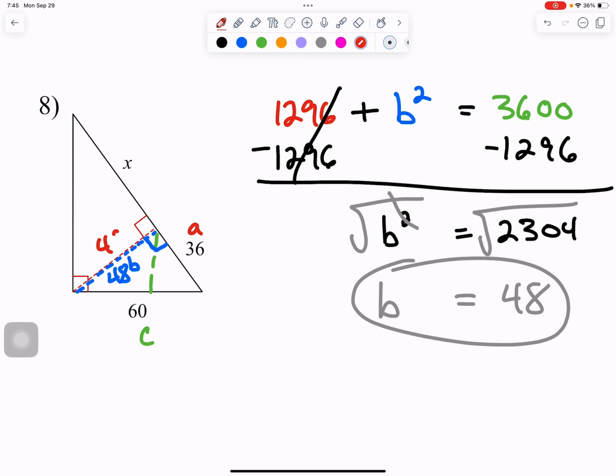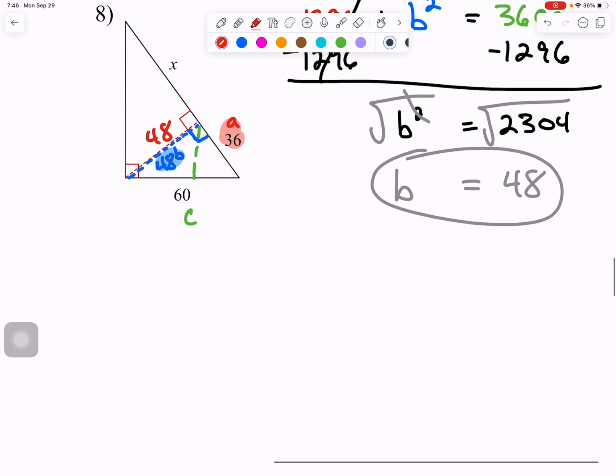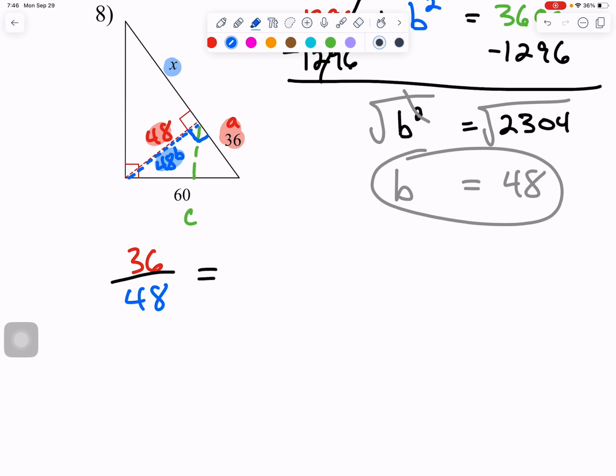Well, if that's 48, this is also 48. And now we can figure out our proportions here by simply using our A over B. So we'll do 36, which is our short side, over our long side of 48. Sorry, I like to use my colors. I know, Mr. Richards, you're a little color crazy. Yes, I can be. 48 over X. Again, that's the short side over the long side.